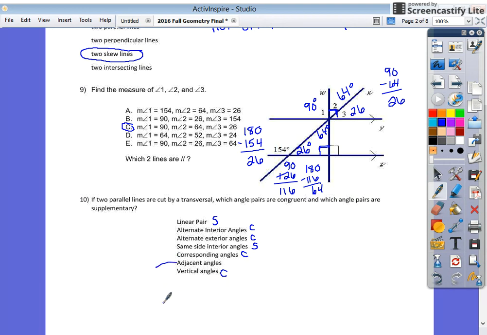Adjacent angles, remember, are kind of special angles. Remember, adjacent just means next to. So adjacent angles could be lots of things. They could be supplementary. They could also be complementary, adding up to 90. They could also be congruent, but they don't have to be either one of these, but they can.